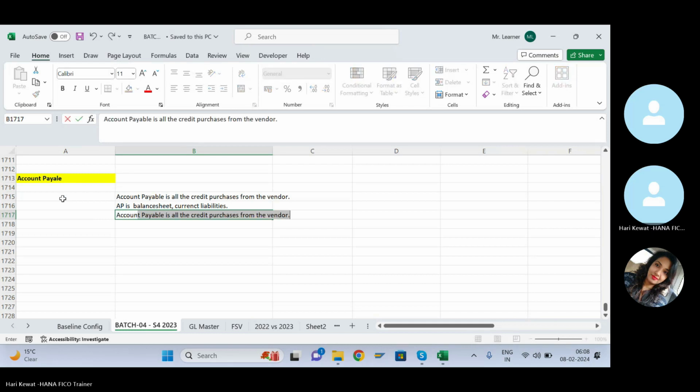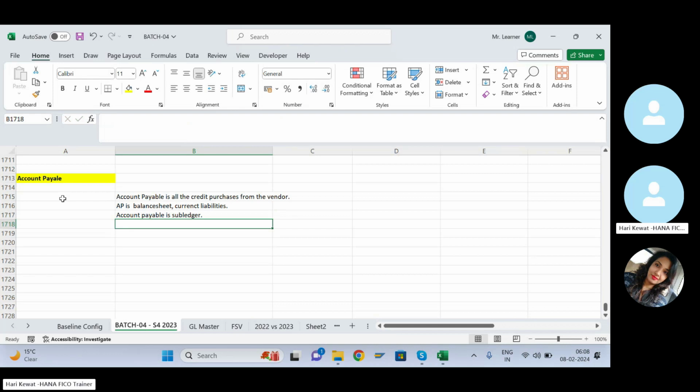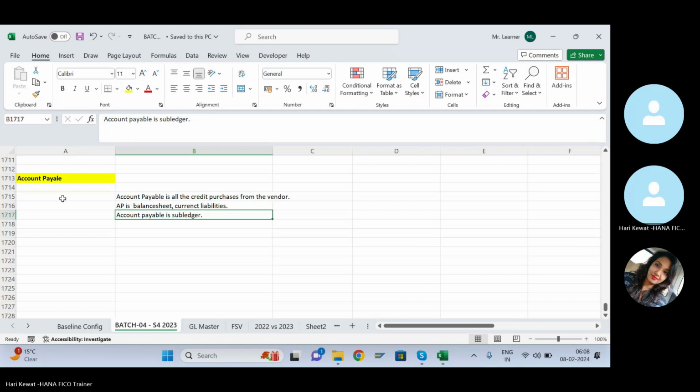Account payable is a sub ledger. What is called a sub ledger? It means that we don't do the posting directly in the GL. Whenever we say any area is a sub ledger, it means that we do the posting in the sub ledger, then the posting flows to the main ledger, the GL. So how does posting flow?